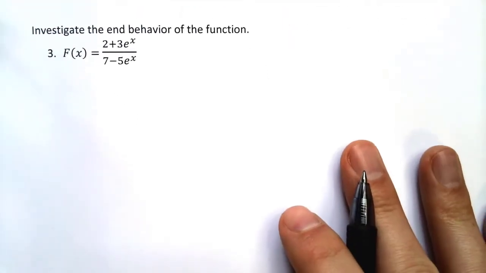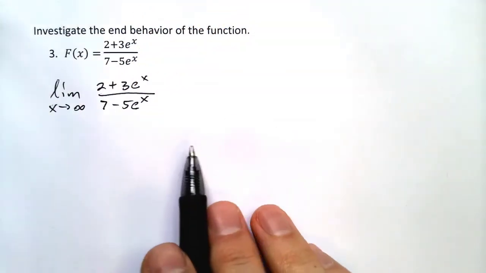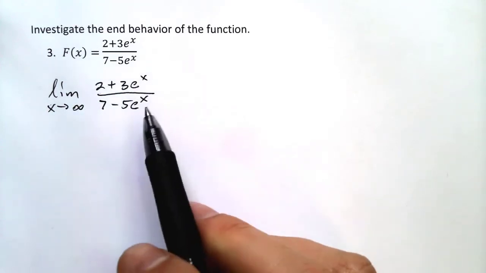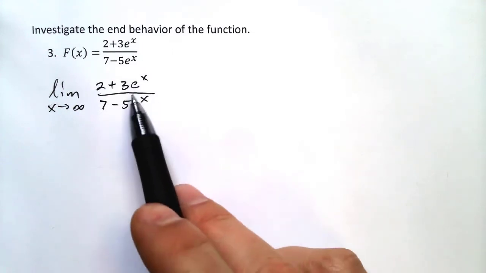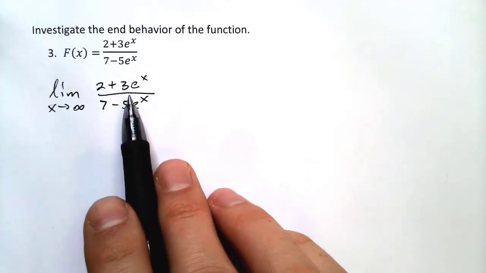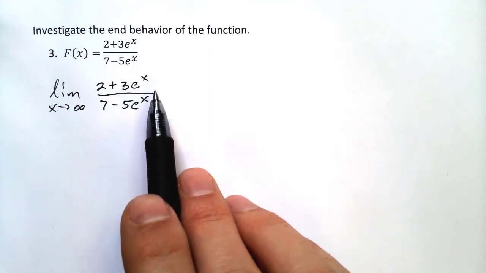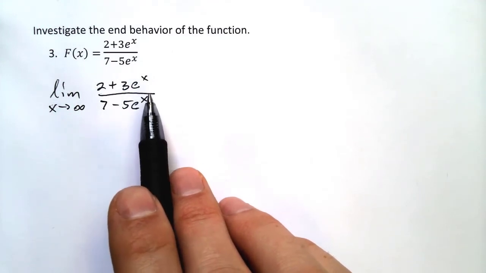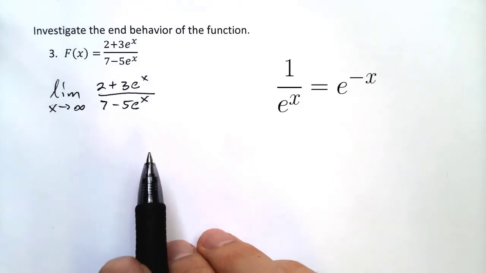Okay, so back to the problem. Investigate the end behavior. Okay, so we're going to take the limit as x goes to infinity of this expression. To do this, let's do something similar to what we did before. Last time we divided through by the highest power of x. Well, here we don't have powers of x, we have exponential functions. But I can do the same thing. I will divide through by the exponential function. So that's the same as multiplying the numerator and denominator by e to the minus x. Dividing by e to the x is the same thing as multiplying by e to the negative x.